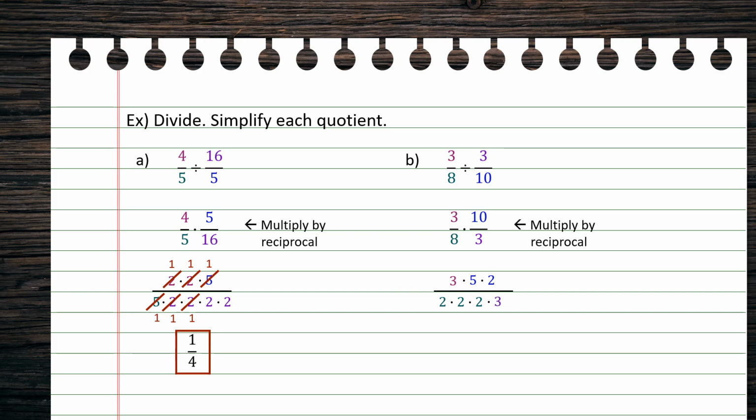With our factors before us, we're ready to reduce by removing any common factors. Notice we have a common factor of 3, and we have a common factor of 2, leaving us in the numerator 1 times 5, and in the denominator 2 times 2, making our answer 5/4.